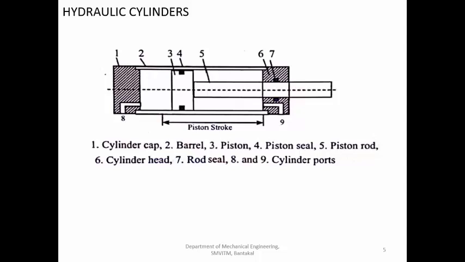Now a simple tube is not sufficient. The two ends of the tube have to be properly closed. They are called end covers. That is component number 1 and component number 6, the cylinder head. These two are commonly called cylinder caps or end covers because they cover the barrel from both ends. Then this one is the piston, number 3. That is what reciprocates from one side to the other. Piston movement is transferred to the load through this one, number 5, the piston rod. So the piston rod is connected to the piston.